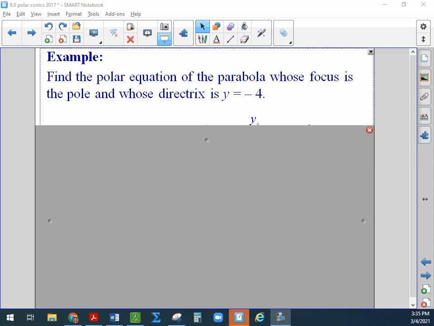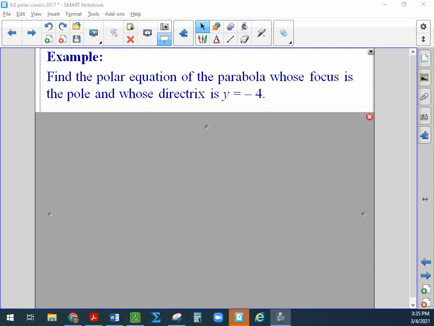All right, this is an example we looked at briefly in class, but I want to go through it slowly as an example for you to follow. It says, find the polar equation of a parabola whose focus is the pole and whose directrix is y equals -4.